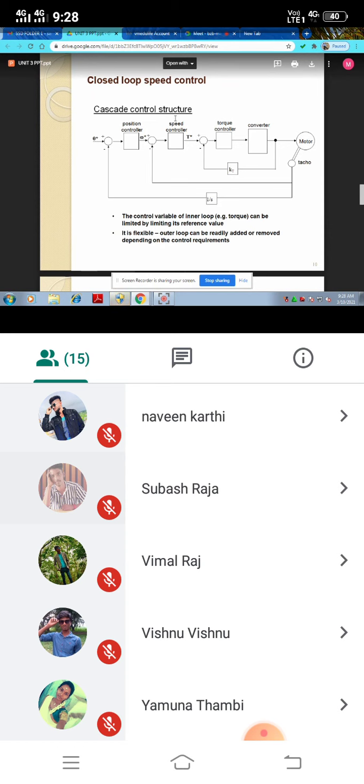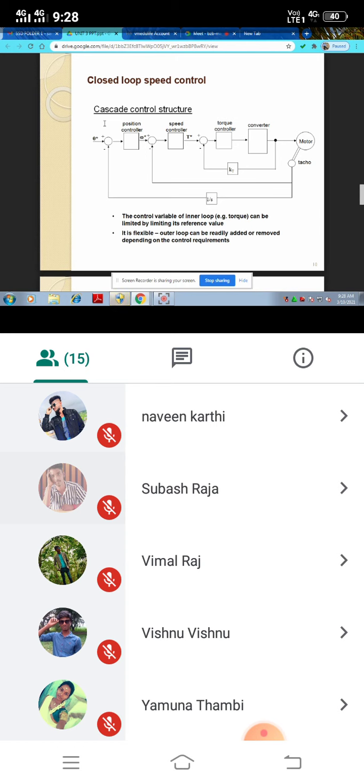Next, cascade control structure means that cascade is a series connection, two technical blocks connected nearby of each other, one and another. Okay, this connection of two blocks is called cascade. So when those two blocks are connected in cascade format to control any one technical issue, that structure is called the cascade control structure. This is the heading explanation.